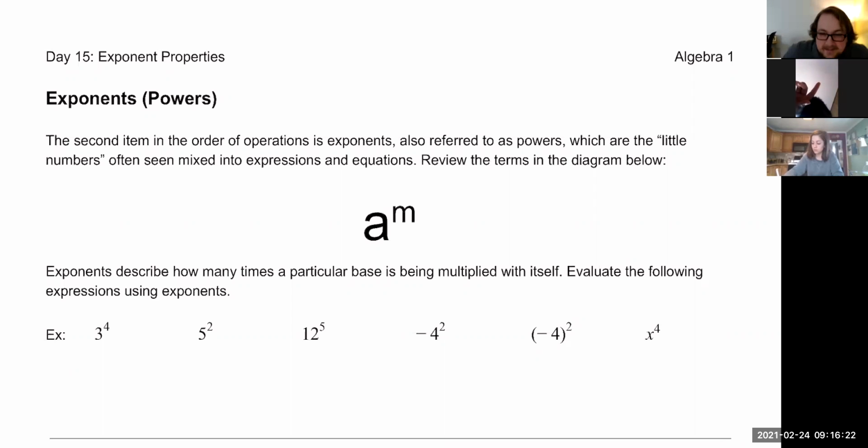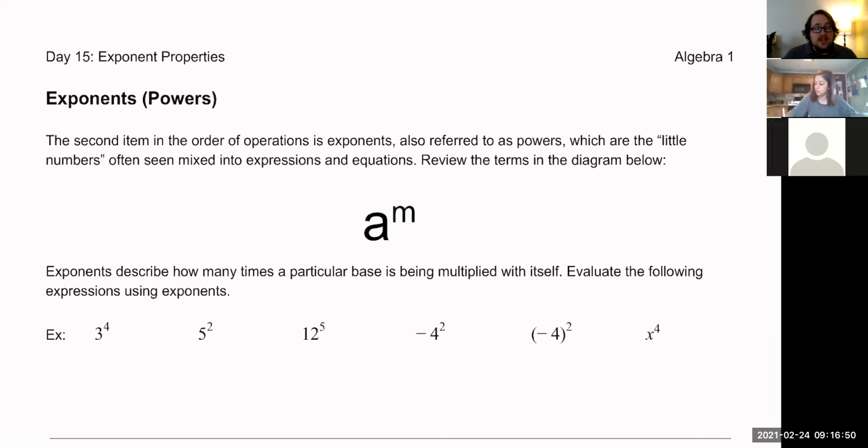So exponents, we probably recall those from our order of operations. They were the E in PEMDAS. And depending on if you came from math A or B, you probably did some work with exponents there as well. But those were typically done in just expressions. You evaluated them. You probably didn't dive into detail into what they exactly do or how they can be utilized.